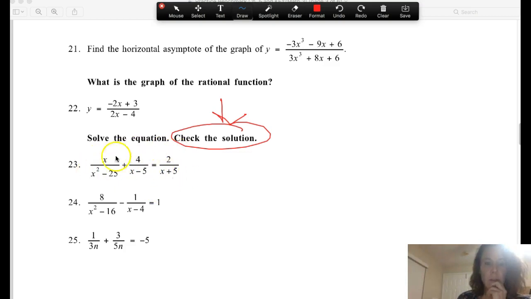In order to get rid of my denominators, I have to multiply by the least common denominator. x squared minus 25 is actually (x minus 5) times (x plus 5).